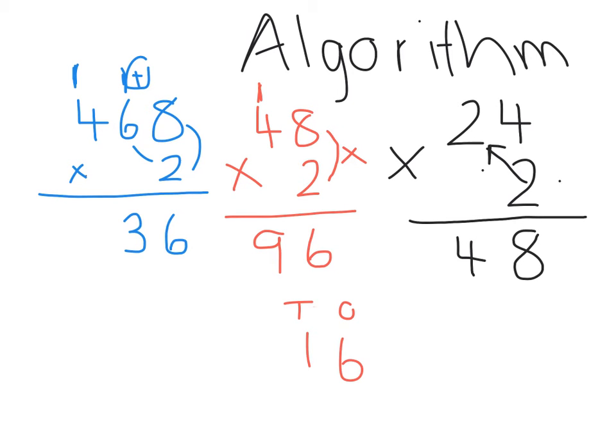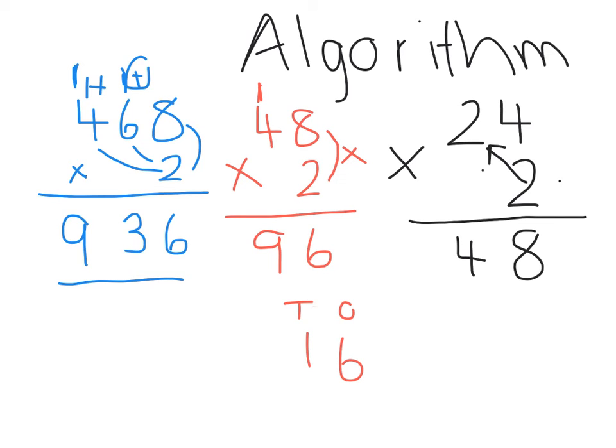So now I've got too many tens, so I need to carry them over into the hundreds column. So 2 times 4 now is 8, so that means I'm going to have 8 hundreds, plus 1 is 9 hundreds, so 900. So the answer is 936.